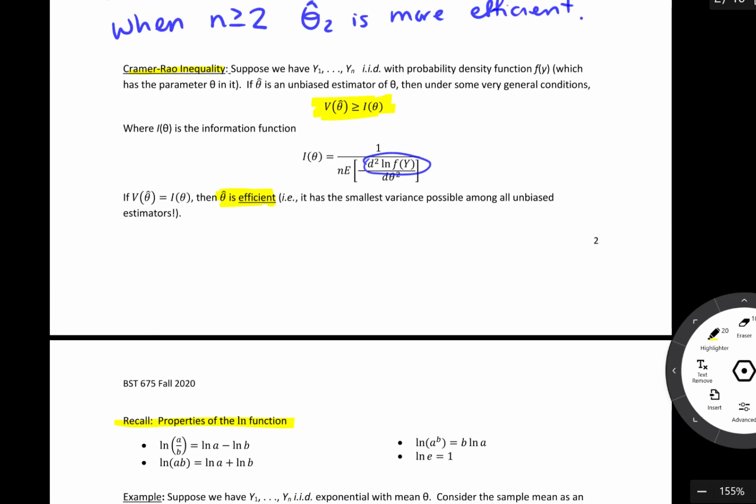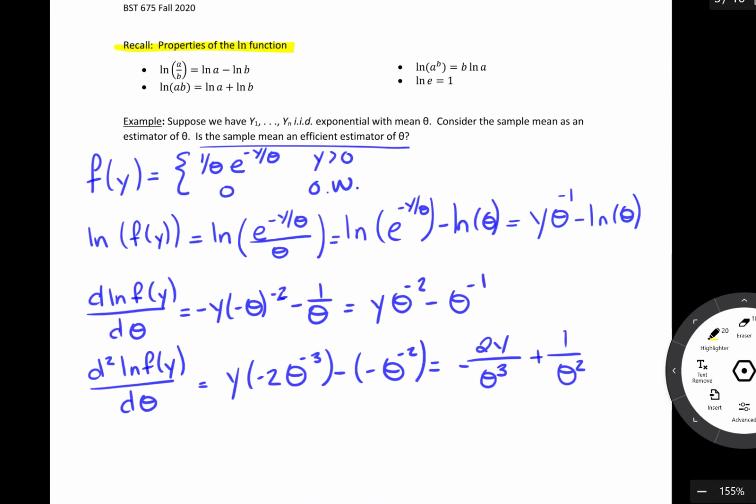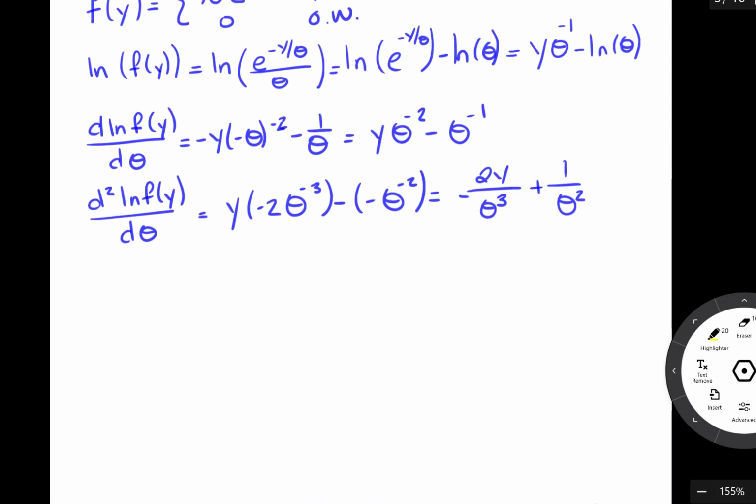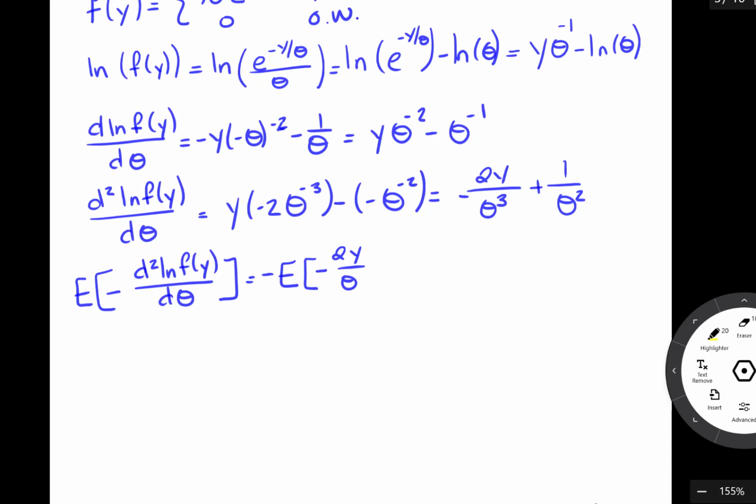So in other words, we have found this whole piece here, but notice our next step is we need to find the expected value of that piece. So let's do that next. So next, we have the expected value of negative the second derivative of the natural log of f of y. So that's going to be equal to the negative expected value of negative 2y over theta cubed plus 1 over theta squared.